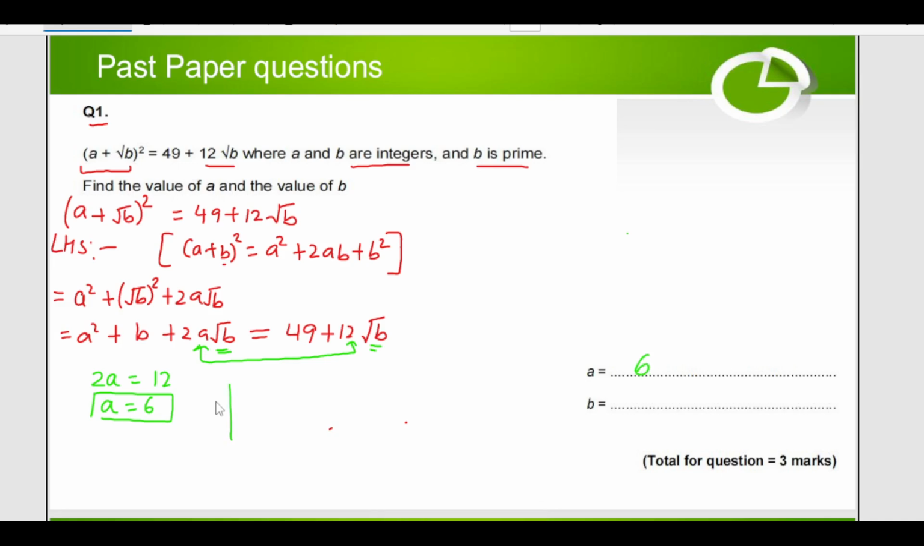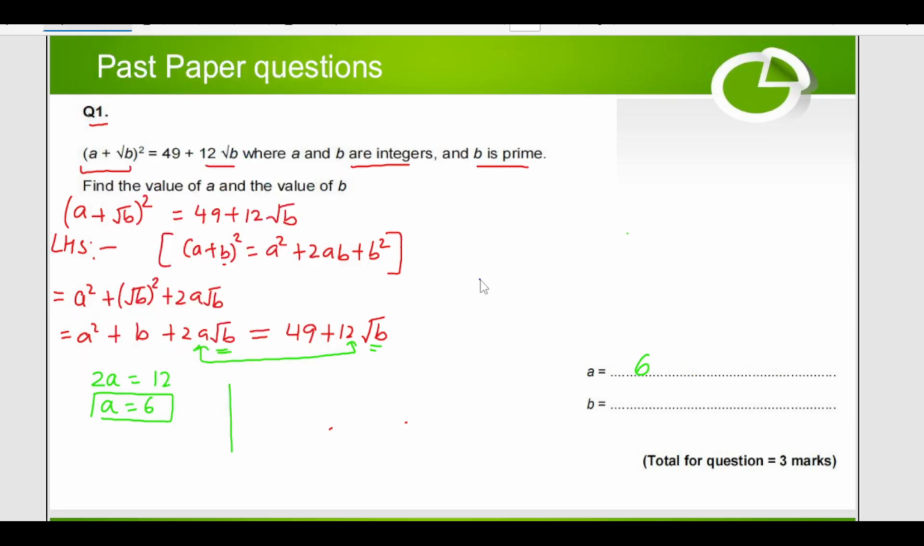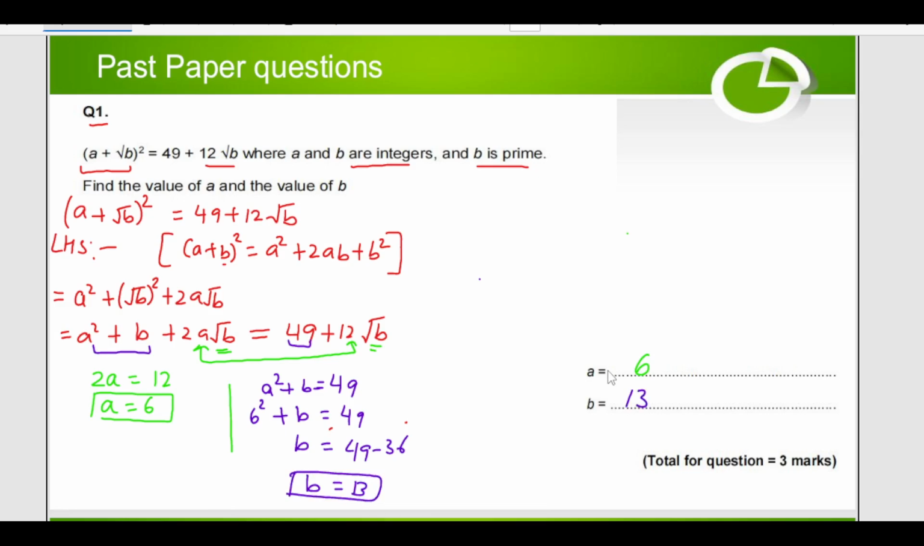Now looking at the other part, we have a² plus b on this side, and on this side we have 49. By equating this part, a² plus b equals 49, and a is 6, so I put 6² plus b is 49. We can calculate b from here: subtract, so b is 13. This is how you find the value of a and b. Now let's jump into the next question.